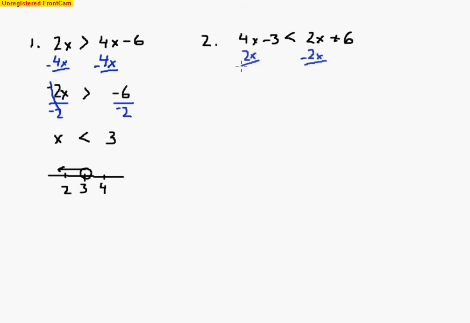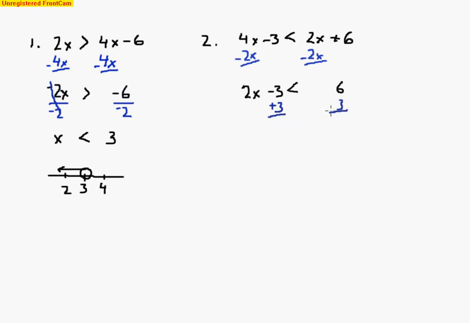So once I've done that, I've now eliminated the x's on the right-hand side, leaving me only with x's on the left. So what I've got here is 2x minus 3 is now less than 6. So what I've done is I've brought it down to a two-step equation. So our next step is going to be to add 3 to both sides of this equation.